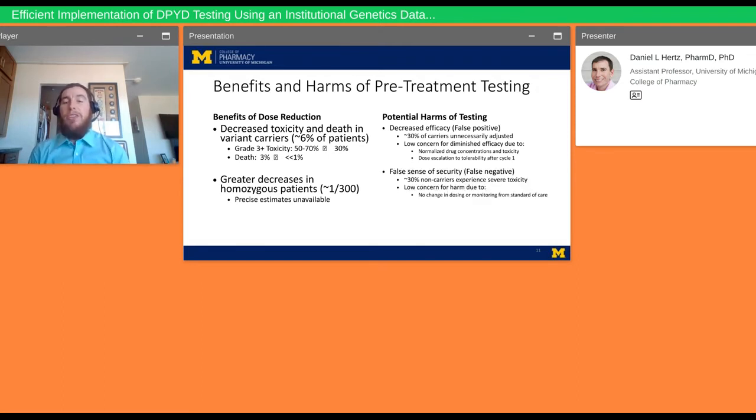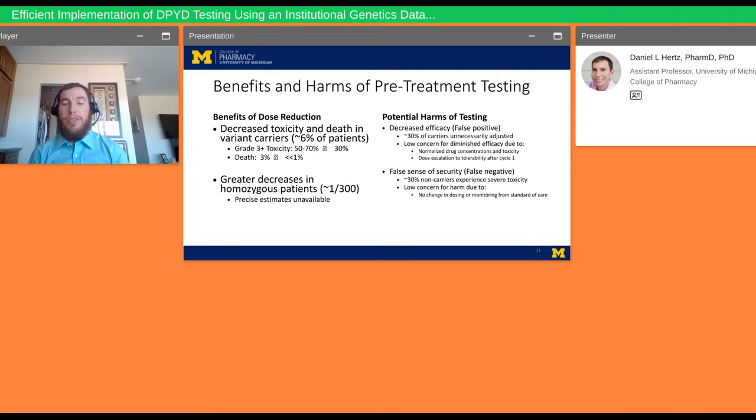A second potential harm that is sometimes discussed is this so-called false sense of security. There are about 30% of patients who are non-carriers of DPYD variants who still experience severe toxicity from standard fluoropyrimidine dosing. We believe that there is a low concern for harm, or in fact, no harm done to these patients by genotyping. If you genotype these patients and there is no genetic variant found, this does not change their dosing or their monitoring in any way.